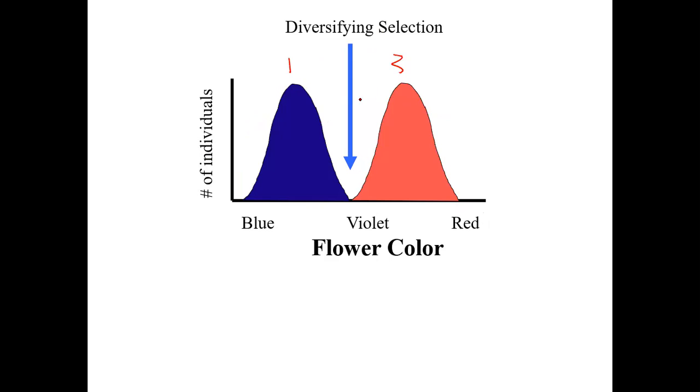Yeah, we're selecting against 2 and 4, and 1 and 3 are really not a big deal. Red and blue is what we're going to get. This is diversifying selection. We'll come back to this idea in a few weeks. This is going to matter when we look at speciation in a few weeks.